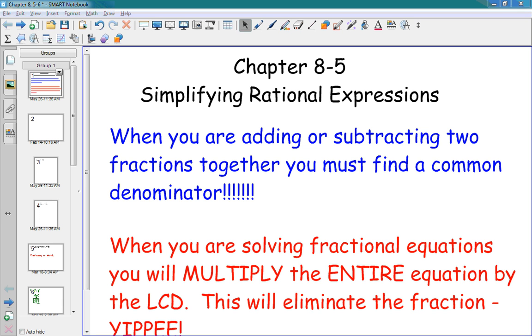Okay, chapter 8-5, simplifying rational expressions. Now, when you simplify a rational expression, there are two things we're talking about here. One is, are they attached by multiplication or division, or are they attached by addition or subtraction? There's two different methods that go along with each one of those. If they're attached by multiplication or division, we already learned that from section 8.4. That was the easier method. Section 8.5 is going to talk about adding and subtracting them. Okay? When you are adding or subtracting two fractions together, you must find a common denominator.